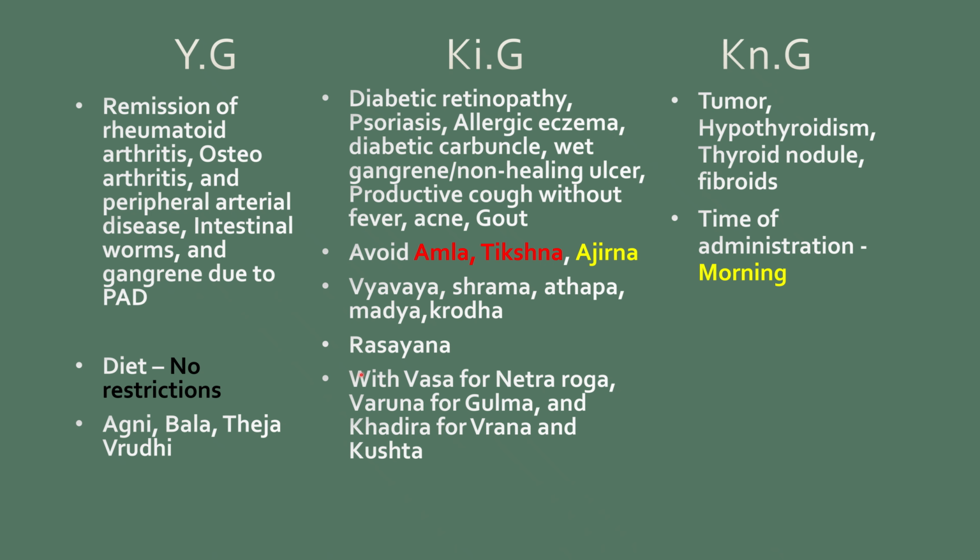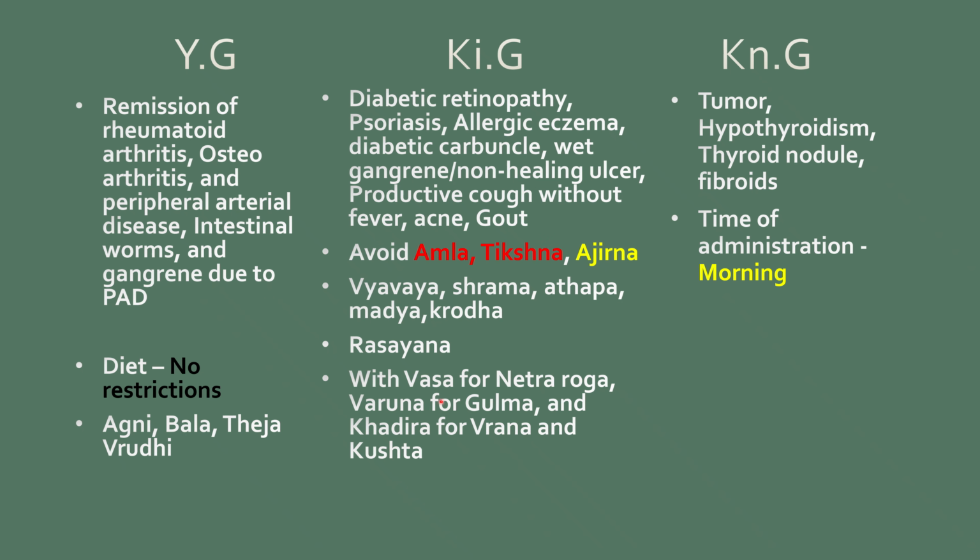For Kaishora Guggulu, we can see that this is a Rasayana also. Already there are Rasayana medicines there. Triphala is there, Guduchi is there. So it is a Rasayana also. Even Guggulu is also a Rasayana. So Agni Vriddhi, Bala Vriddhi, Teja Vriddhi are the special benefits of Kaishora Guggulu. Agni will increase, Bala will increase, Teja will increase.